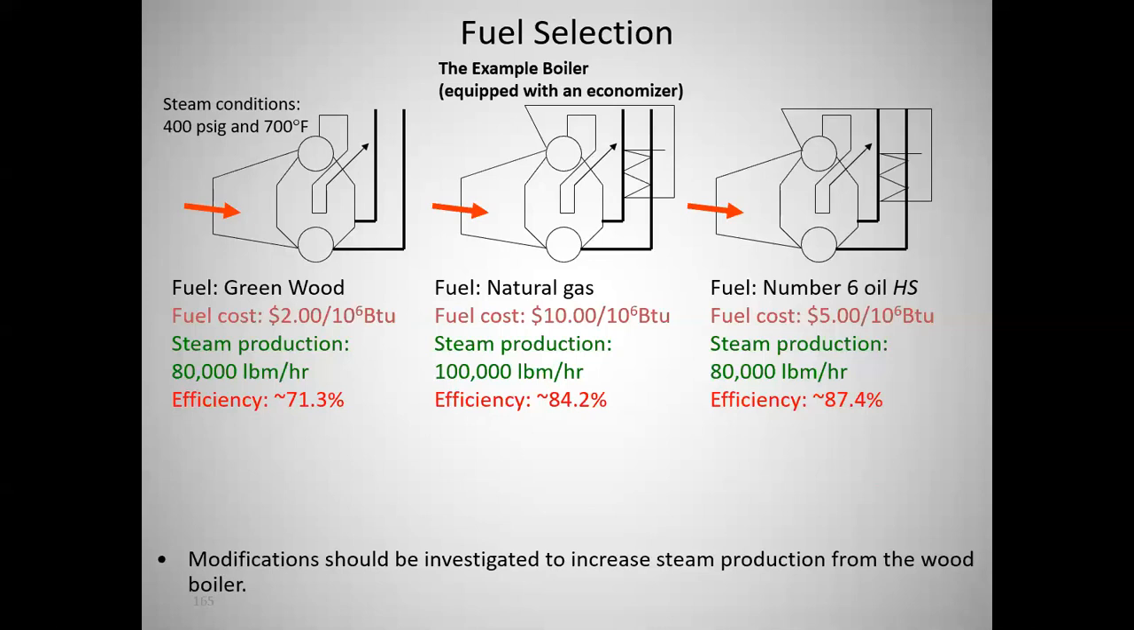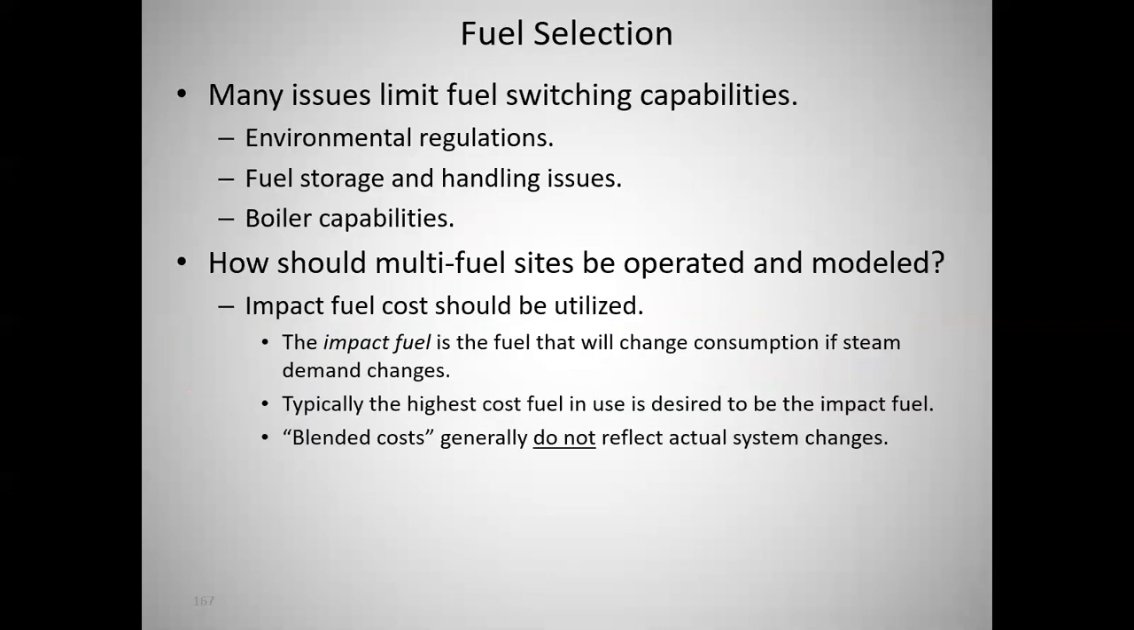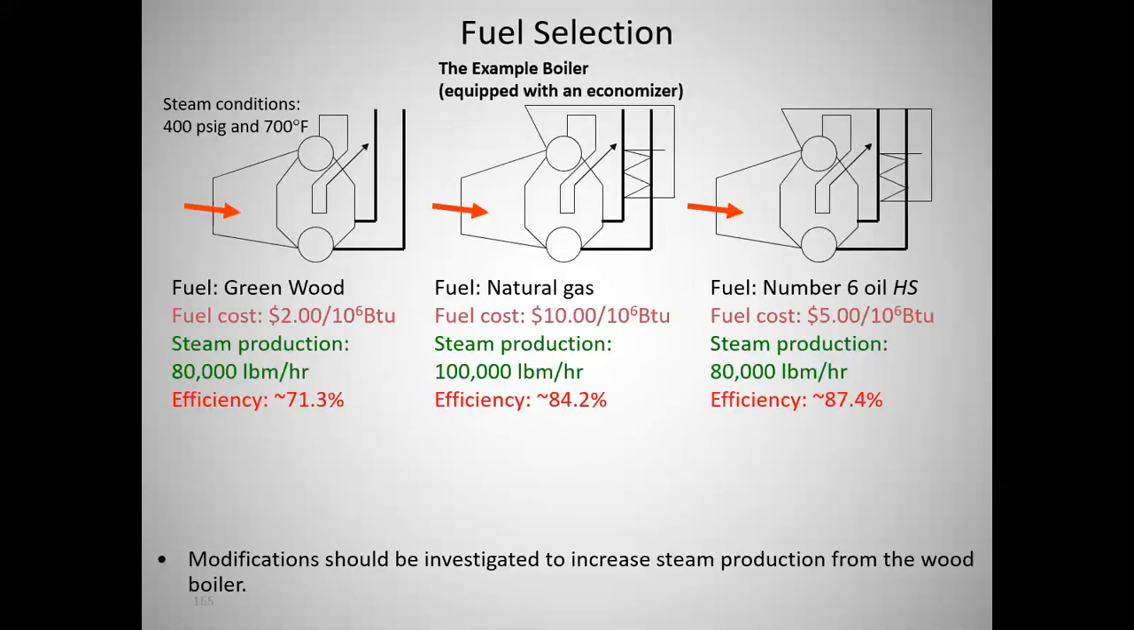So when you do the analysis on, say, reducing steam demand, you got to figure which is the impact fuel. That's the one that's going to be reduced based on doing the project. Typically, the highest cost fuel in use is desired to be the impact fuel, because then you reduce a high cost fuel and you get more savings. Blended costs generally do not reflect actual system changes. So you would probably not want to just do some sort of weight averaging on these.